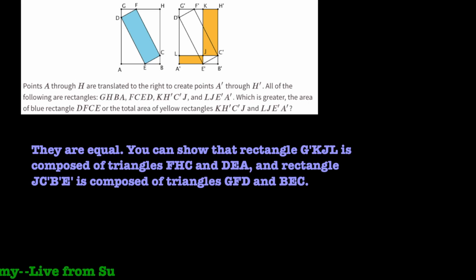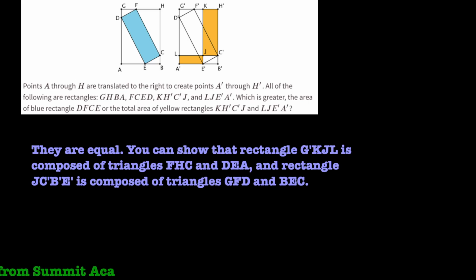On the back, it reads like this. It says points A through H are translated to the right to create points A prime through H prime. All of the following are rectangles. So it lists those 4 shapes. Which is greater, the area of the blue rectangle, DFCE, or the total area of the yellow rectangles, KH prime C prime J, and LJE prime A prime? So take a second to try to figure out, okay, you're comparing those two shaded areas. Which do you think is greater? So it says they are actually equal.